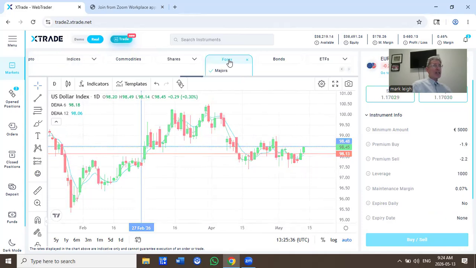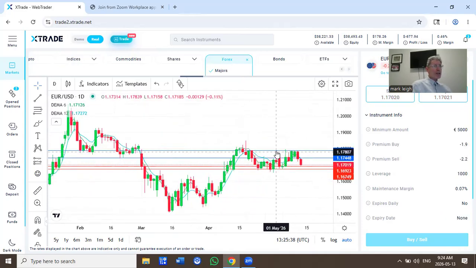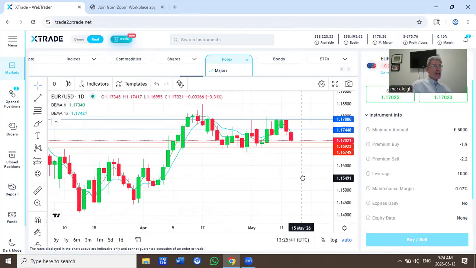Let's have a look at the majors, starting with the Euro US. And there you see a red candlestick, selling euro, buying US, strong US dollar against the euro today, just like we saw on the index. Lower high, lower low. I've got support right now at 117.01. I've got resistance at 117.44.